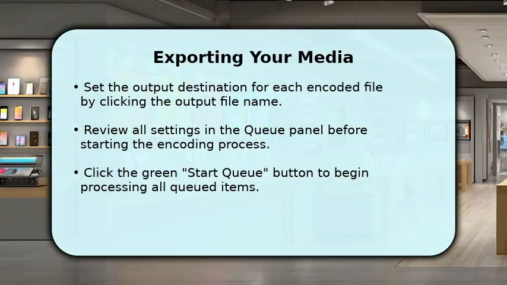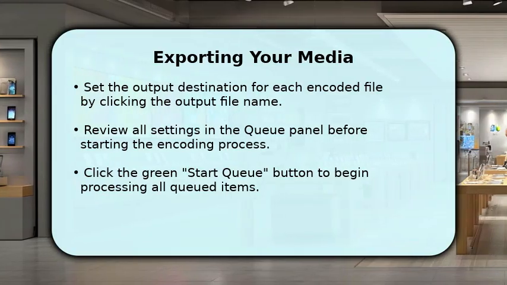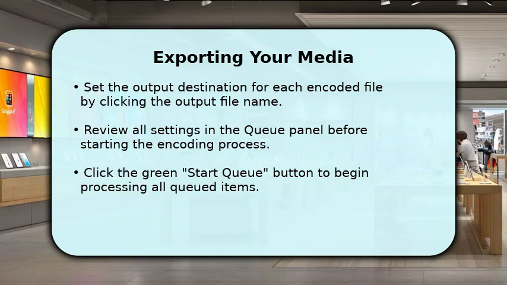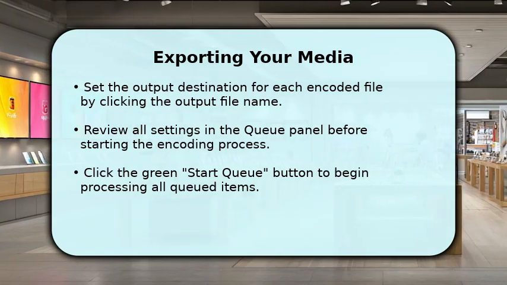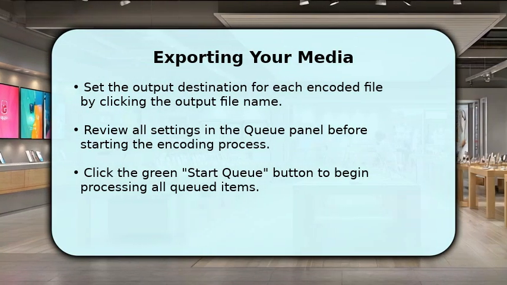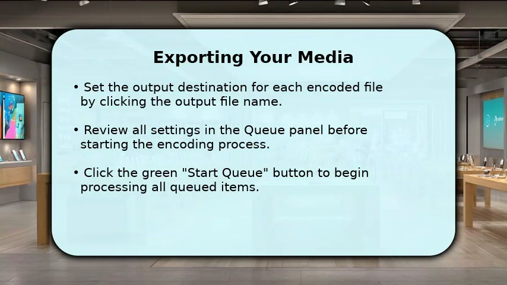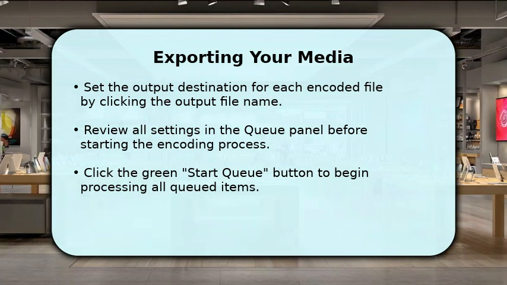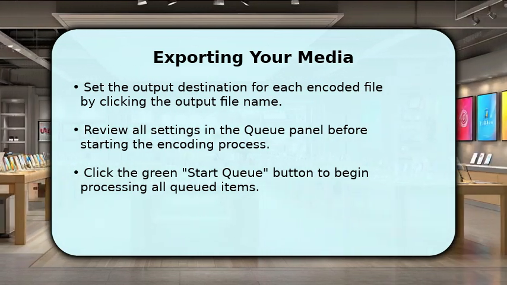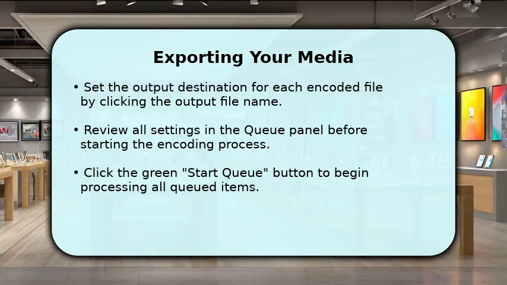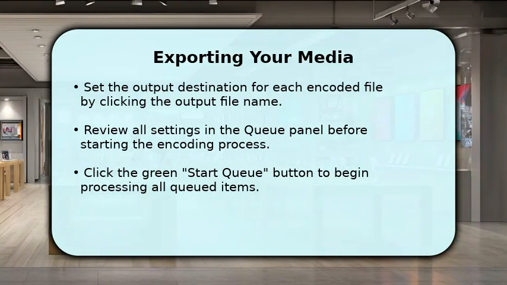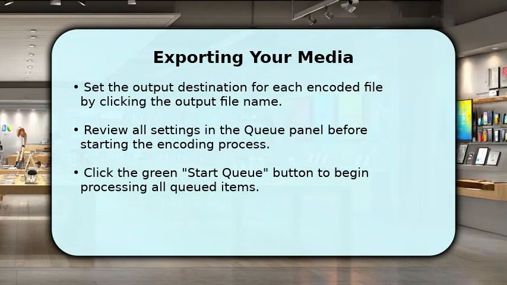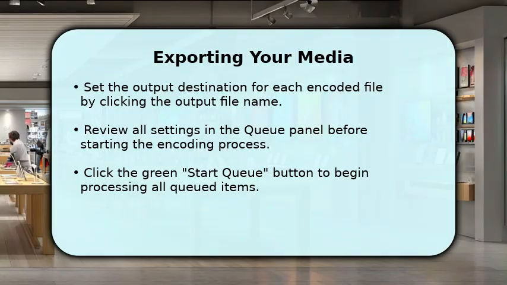Finally, you're ready to export your media. Before starting, click on the output file name for each item in the queue to specify its save location. Double-check all your settings to ensure everything is exactly as you want it. Once satisfied, simply click the prominent green Start Queue button. Adobe Media Encoder will then begin processing your files one by one, providing real-time progress updates. This batch processing capability is incredibly powerful, allowing you to encode many hours of footage unattended.